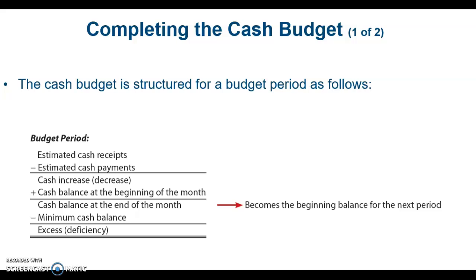Okay, so the cash budget is structured as follows. Estimated cash receipts minus estimated cash payments will tell you how much cash increase or decrease you have, plus the cash balance at the beginning of the month will give you the cash balance at the end of the month. And then you have what you want to end with, a minimum cash balance, because we never want to have below zero. And that will give you your excess or deficiency. If you have a deficiency, you would want to get a loan to cover that deficiency.